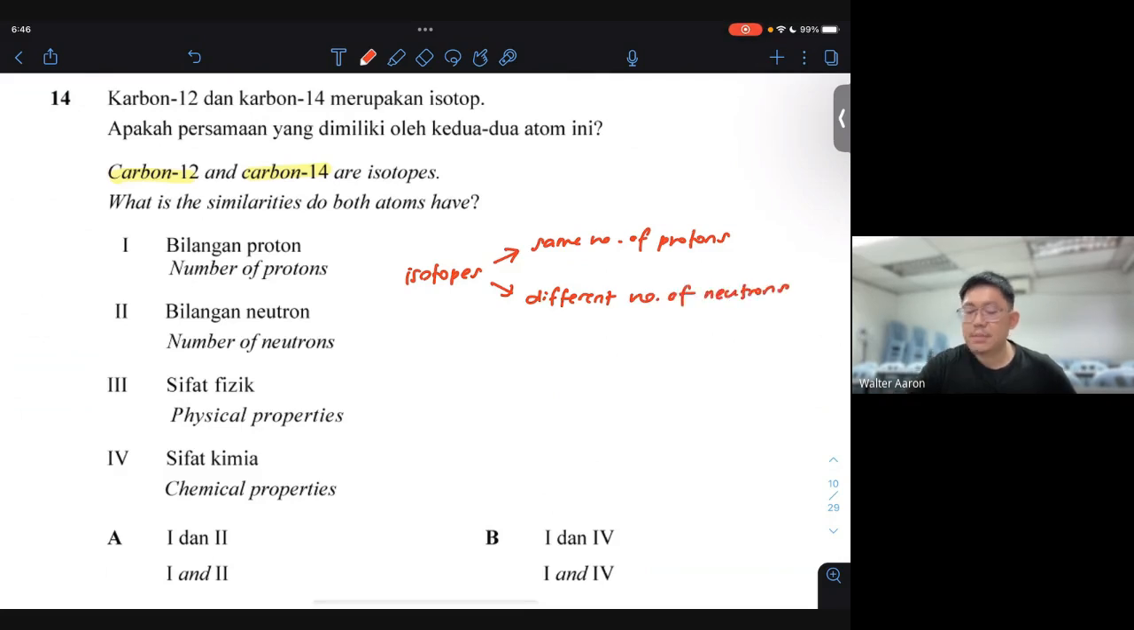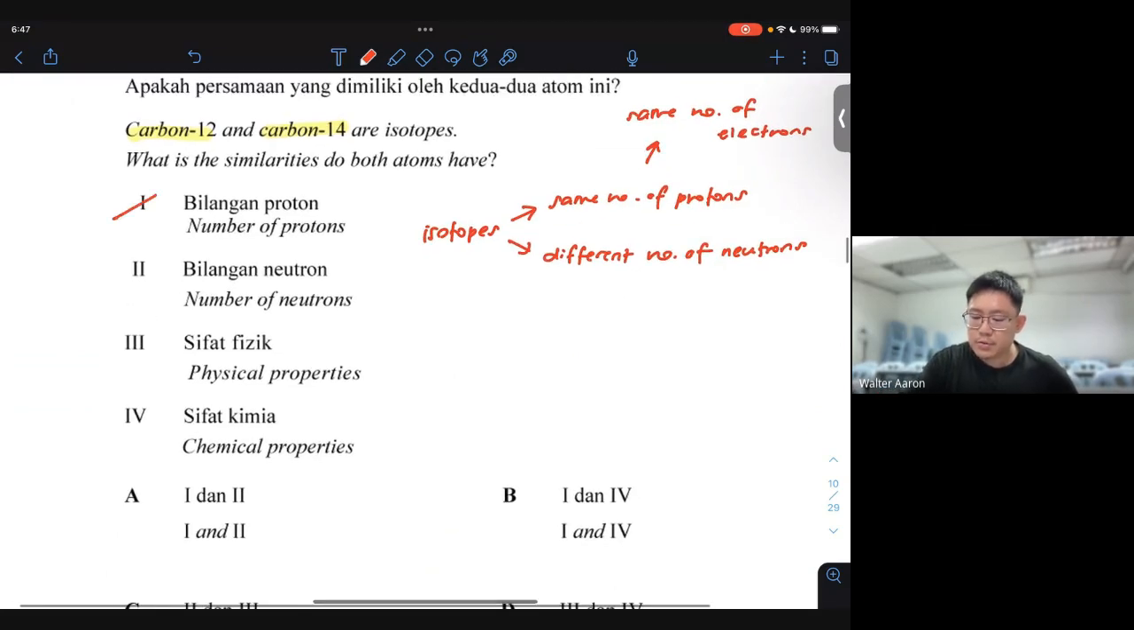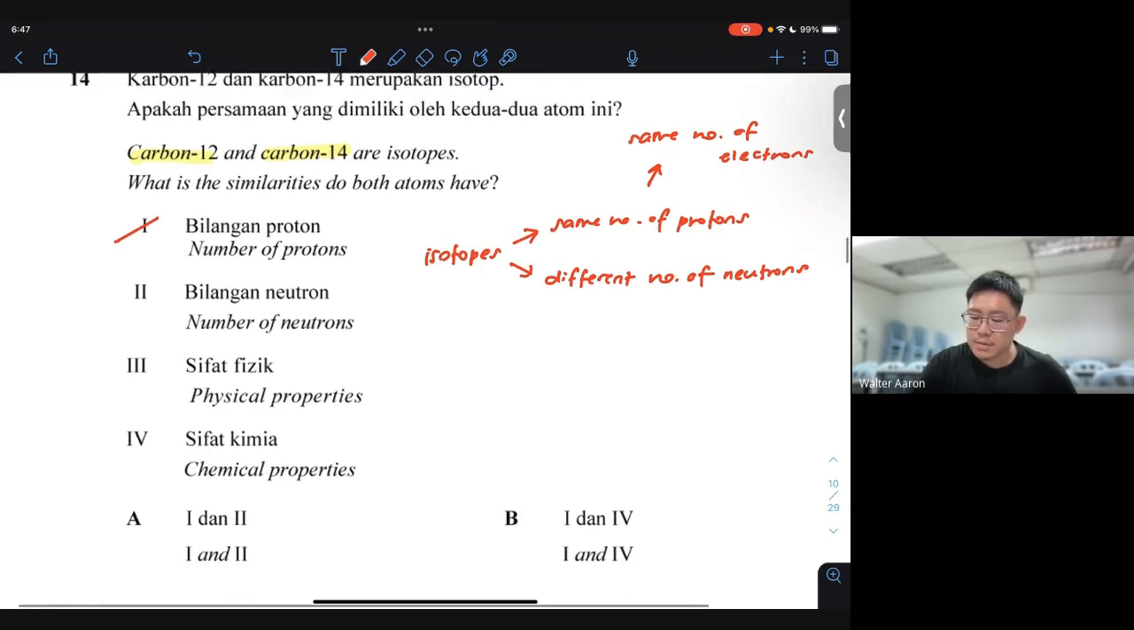They still have the same number of electrons and therefore they have the same chemical properties. Okay, remember, if they have the same number of protons, they technically have the same number of electrons as well. Same number of electrons. So in this case, what happens here is that if you take a look at this, the number of protons should be the same. And you can see here, do they have the same number of neutrons? They do not, so please ignore that.